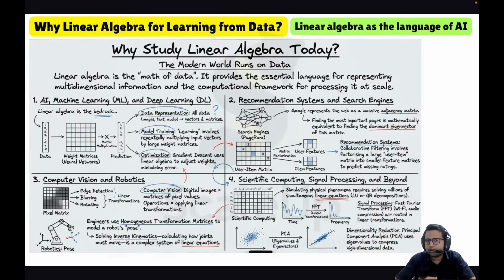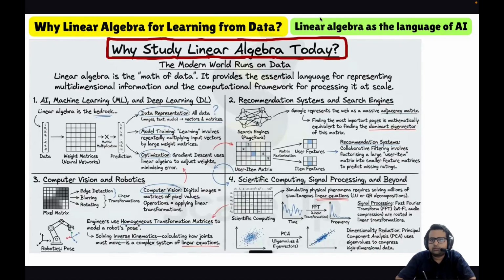If we talk about linear algebra as the language of artificial intelligence, first we will discuss why study linear algebra today. See, the modern world runs on data, and linear algebra is the math of data. Linear algebra provides the essential language for representing multidimensional information and the computational framework for processing data at scale.